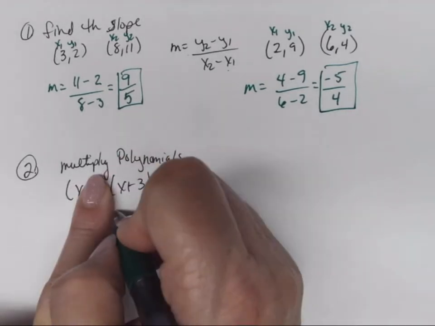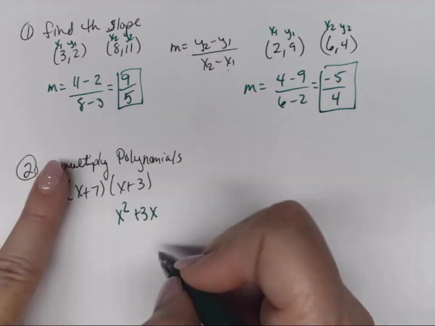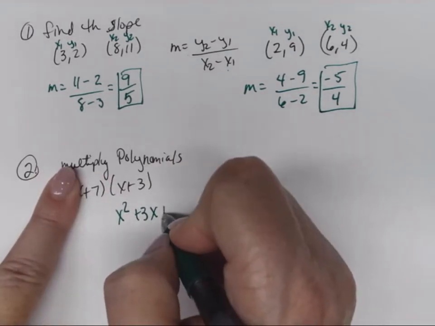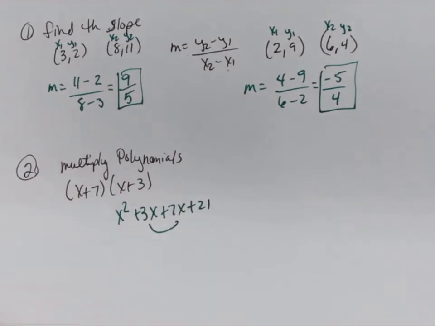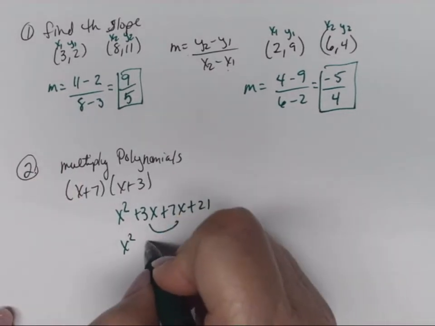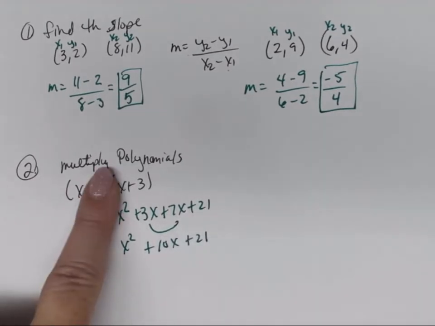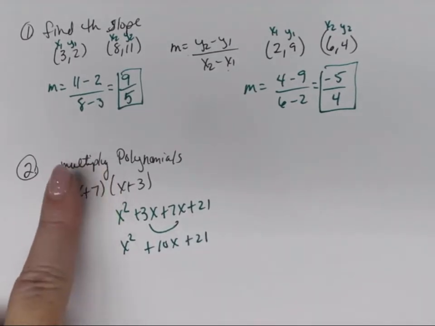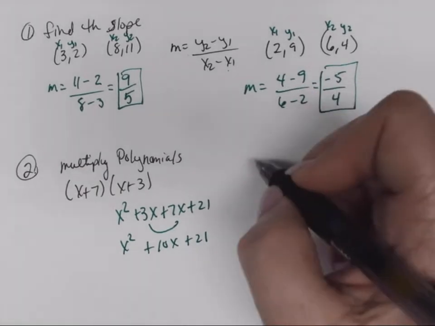So x times x is x squared, x times 3 is 3x. 7 times x is 7x, 7 times 3 is 21. You'll combine those terms in the middle. So x squared plus 10x plus 21. If you notice, I'm just covering up the one I don't need, because then I can just follow it a little bit easier than drawing all the arrows. And usually your middle term will combine. You always got to combine like terms.